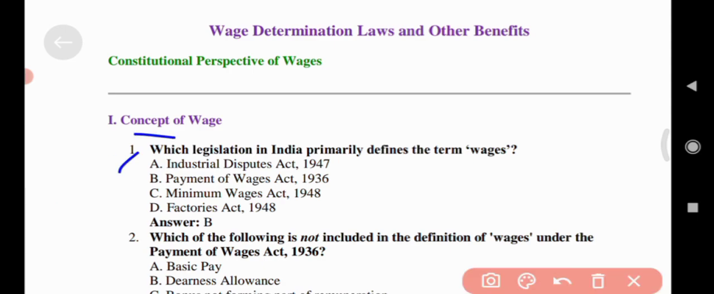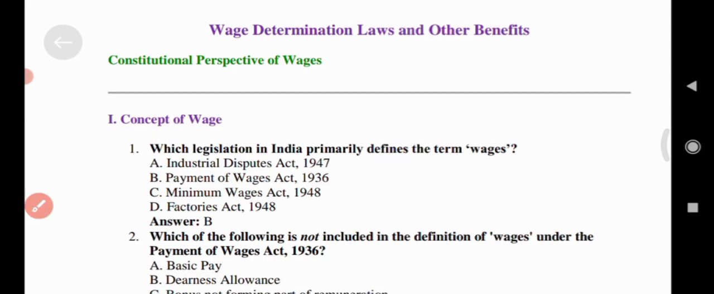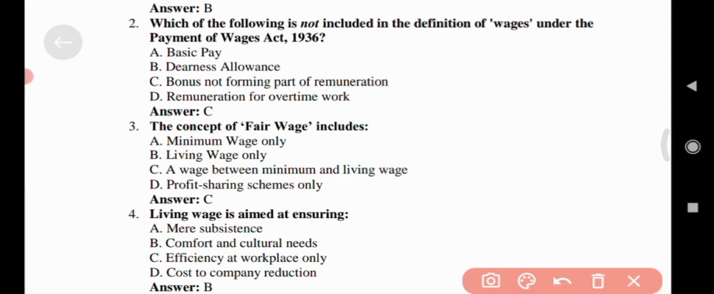Concept of wage. Which legislation in India primarily defines the term wages? Option B: Payment of Wages Act 1936. Which of the following is not included in the definition of wages under the Payment of Wages Act 1936? Option C: Bonus not forming part of remuneration.